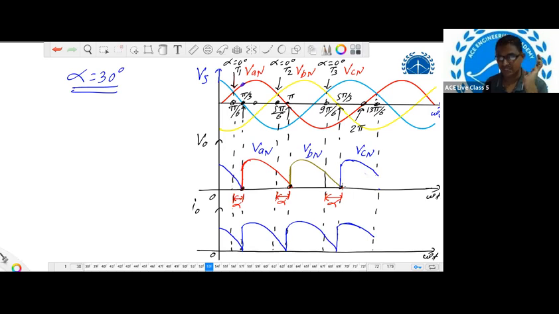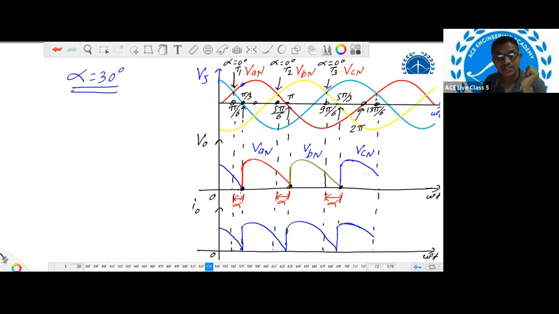Now you can check when the gate pulse is applied to thyristor T1 at this instant. Before that, T3 will be in conduction mode. When T3 conducts, the output voltage waveform will be VCN. So till pi by 3, the output will follow the VCN waveform. At pi by 3, VCN reaches the 0 value, so the output has the same shape as VCN and reaches 0.